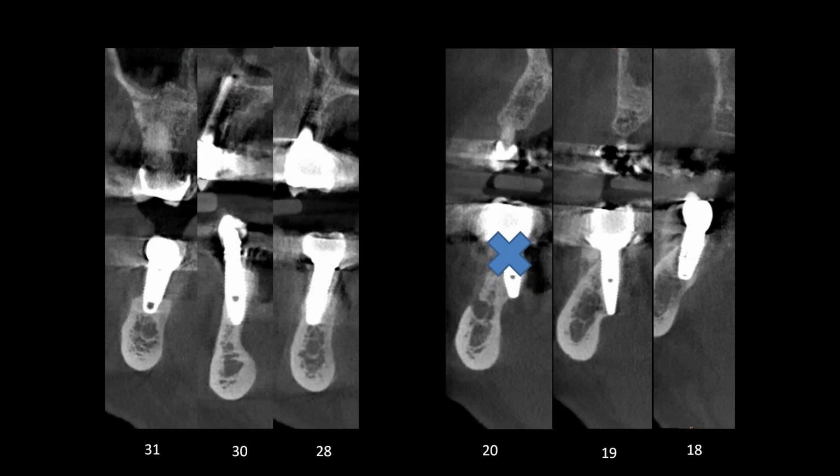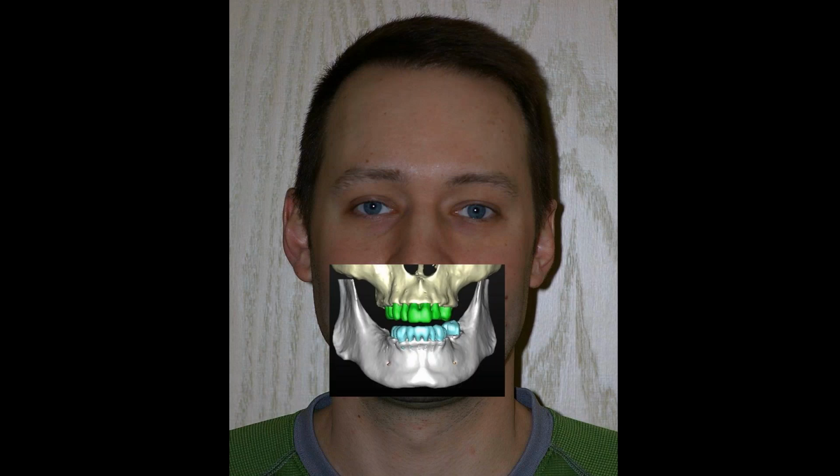In fact, not only was one of his implants failing, but the implant in the tooth number 31 position was also failing. Again, this is to reiterate the importance of CBCT within your practice if you're going to be implementing full mouth implant reconstruction. So, in this patient, the Panorex was not enough.